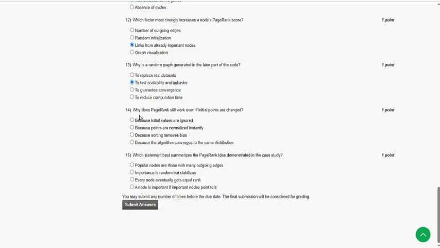Next, 14th one, why does PageRank still work even if initial points are changed? For the 14th question, the fourth option, because the algorithm converges to the same distribution. Next, 15th and final question, which statement best summarizes the PageRank idea demonstrated in the case study? For the 15th and final question, the fourth option, a node is important if important nodes point to it.